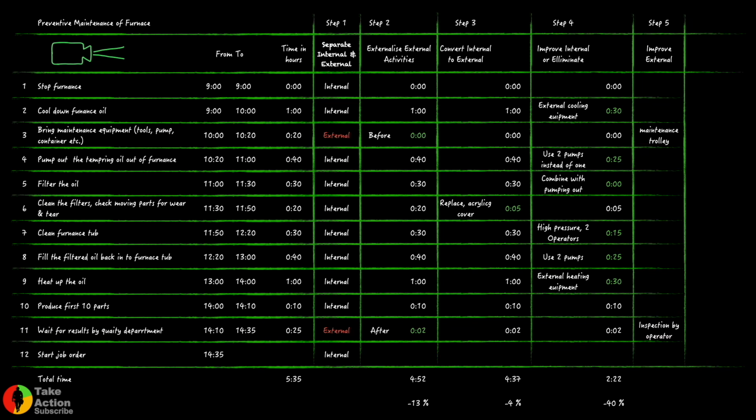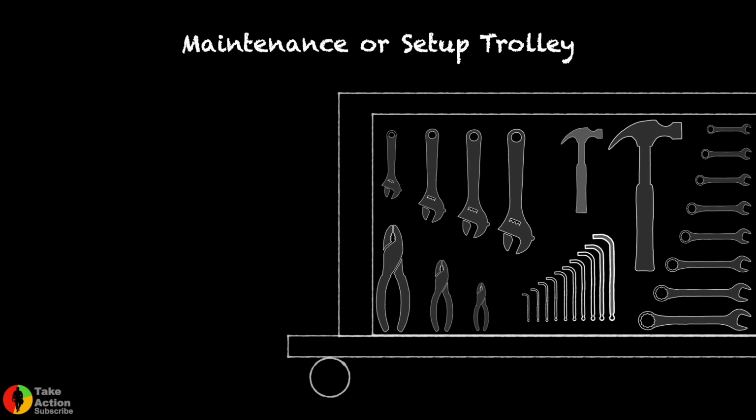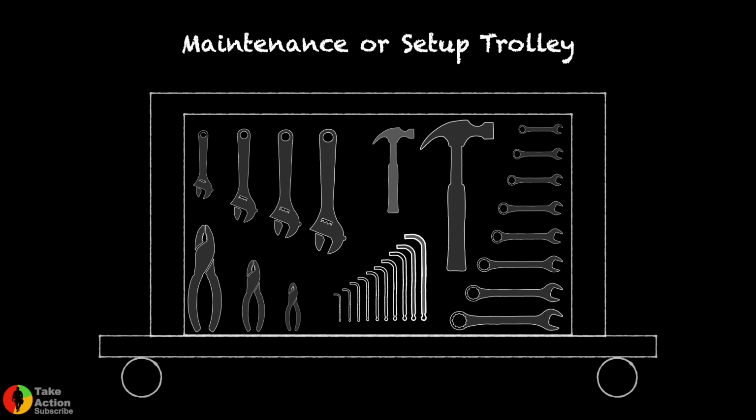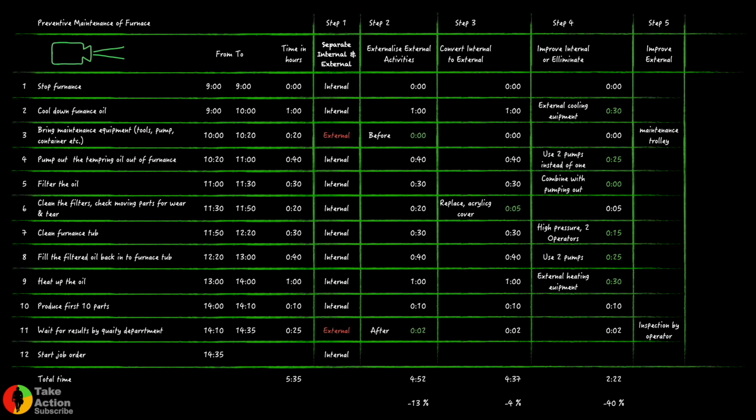But if we would have one maintenance trolley for this maintenance particularly, he need not collect from different areas and different equipment, but he would always have one trolley ready where everything is there and he's just bringing it. So he can save his time for collecting different equipment from different areas.